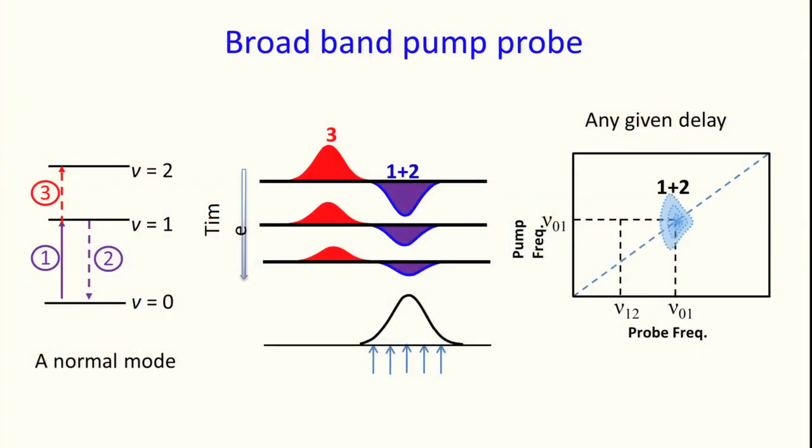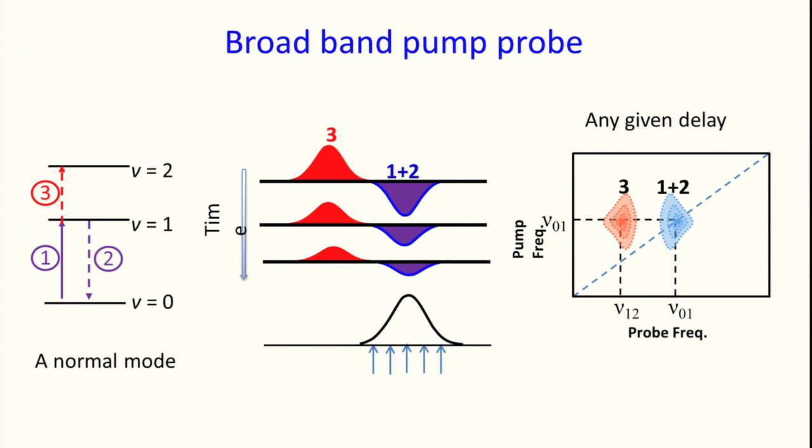Here blue means negative, red means positive. The negative signal is due to ground state bleach of 1 and transient stimulated emission, denoted by 2. Okay. So, we get a 3-dimensional surface, and at nu 1 2, at the intersection of nu 0 1 pump and nu 1 2 probe, we get a similar signal but positive.